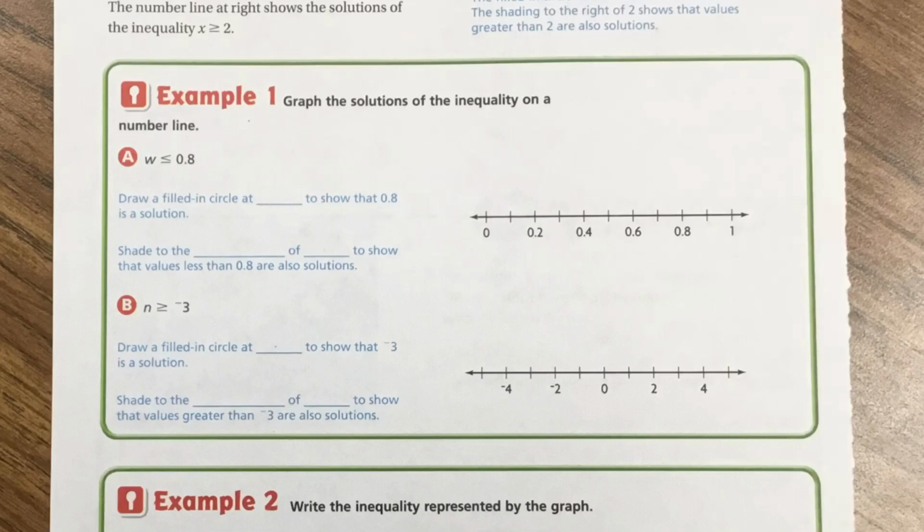Okay, let's read this again. Put your finger on W. Ready, go. W is less than or equal to 8/10. So can it include 8/10? Yes, because it can be equal to. So what kind of circle, can you show me with your hand, am I going to make? Good, it's going to be closed. I'm going to include the 8/10, so I'm going to close it in. And it says it's less than, so which way am I going? Left. Less is left, right?